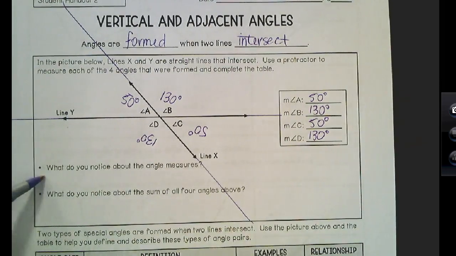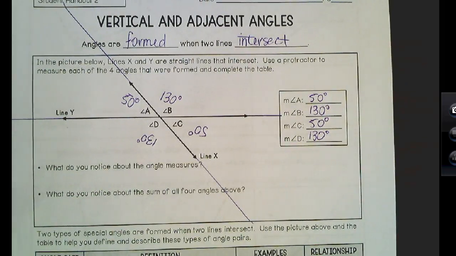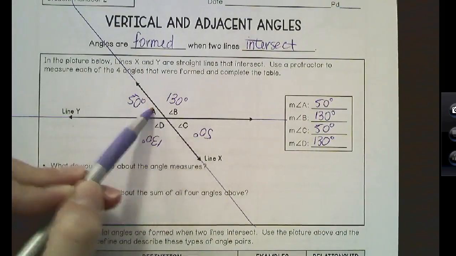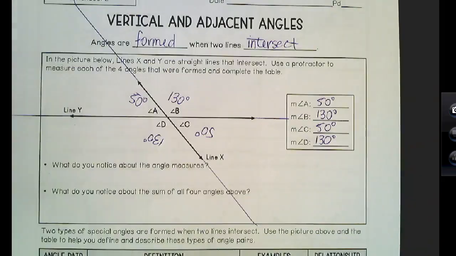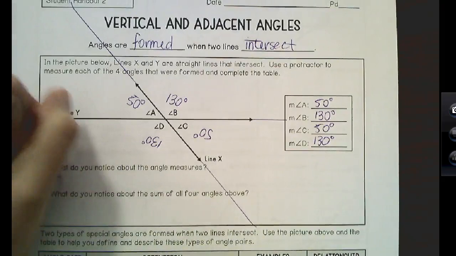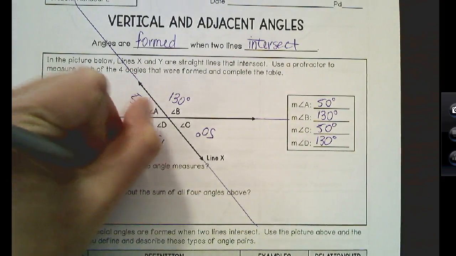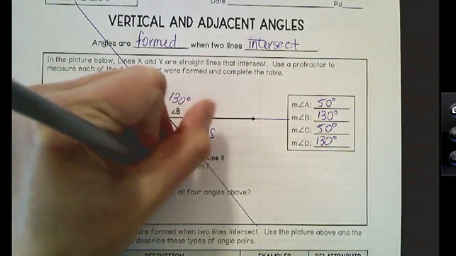So the first question here says, what do you notice about the angle measures? So I want you to just think about that for a moment. And what I'm noticing about my angle measures is my opposite angles. So angle A and angle C and angle B and angle D are congruent or equal to each other. So I'm going to go ahead and write opposite angles are equal.